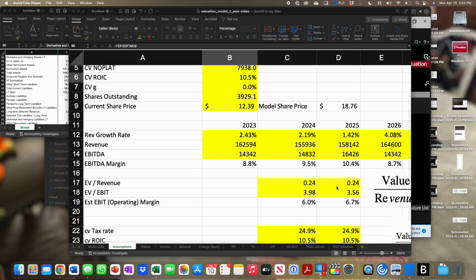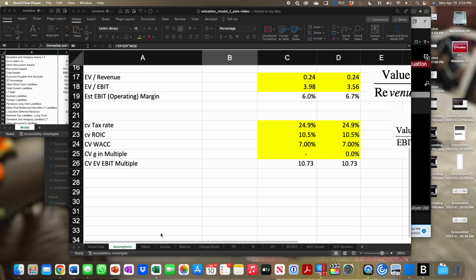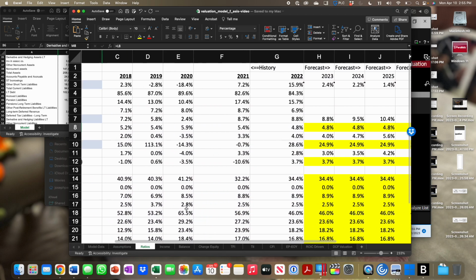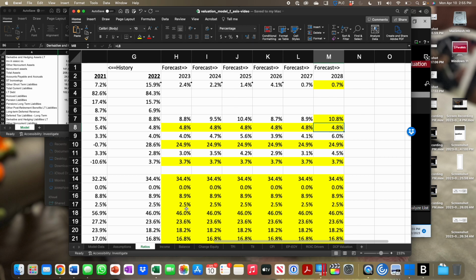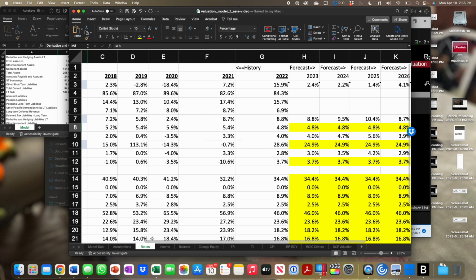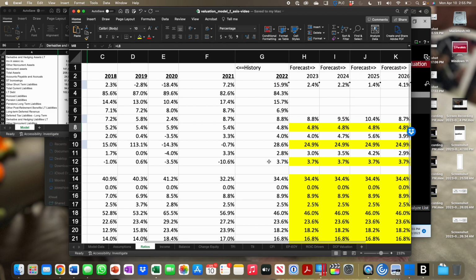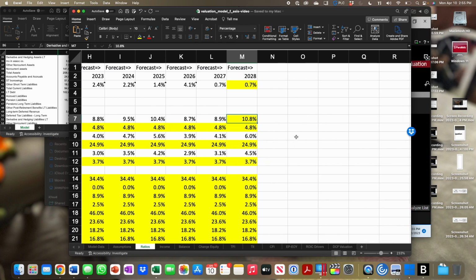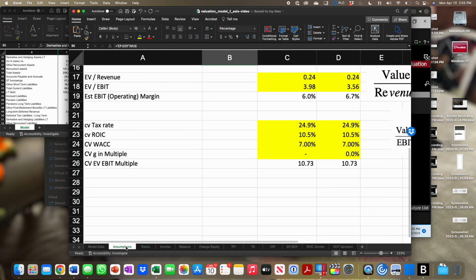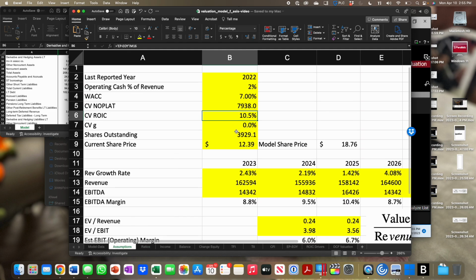Those were the multiples based on the 12.39 share price for EV to revenue, EV to EBIT for the out years. Those were the growth rates, revenue, EBITDA from the EEOs. And over here in the ratios, tax rate, again, they were giving guidance. So JP Morgan, 24.9 seemed reasonable. Using the perpetuity, operating margins somewhere between 6 and 6.7%. I used 6%, which suggested an EBITDA of 10.8, and then basically needed to solve for a G.